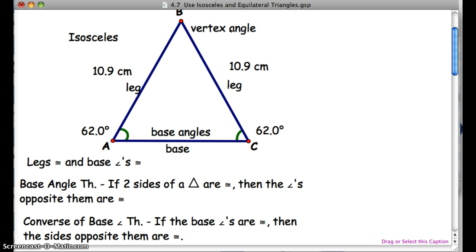You can also have an obtuse isosceles triangle. With the same thought process that you had on the isosceles right triangle, where would the vertex angle be for an obtuse isosceles triangle? Yeah, the obtuse angle would be the vertex angle, because you can only have one obtuse angle.